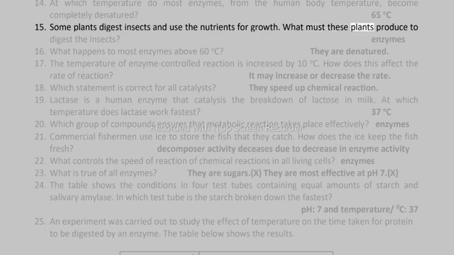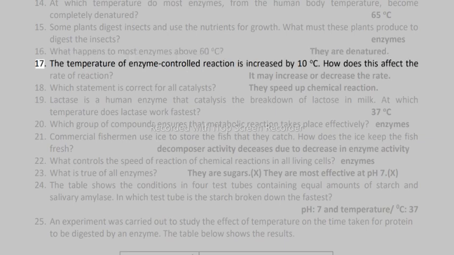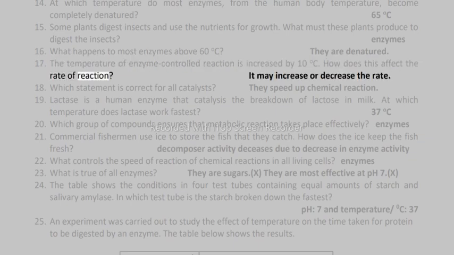What must these plants produce to digest the insects? Enzymes. 16. What happens to most enzymes above 60 °C? They are denatured. 17. The temperature of an enzyme-controlled reaction is increased by 10 °C. How does this affect the rate of reaction? It may increase or decrease the rate.